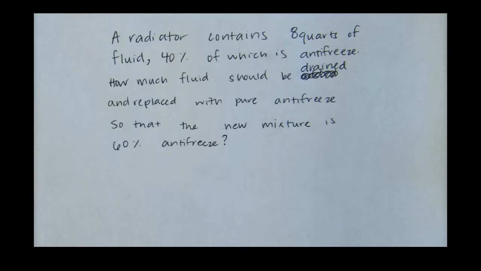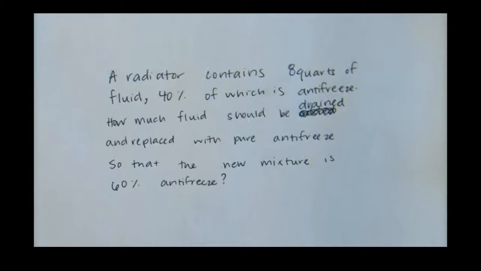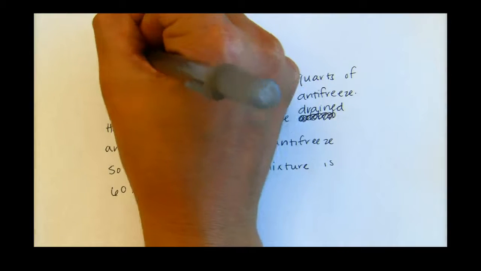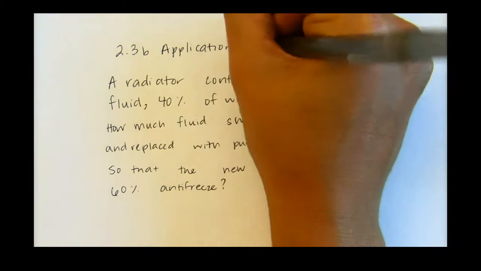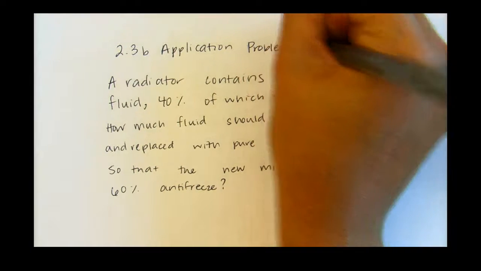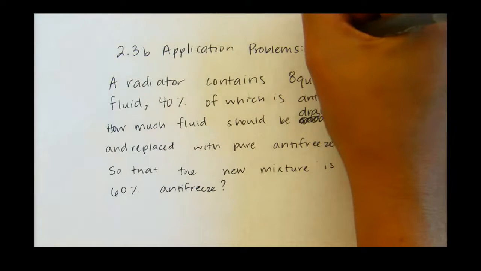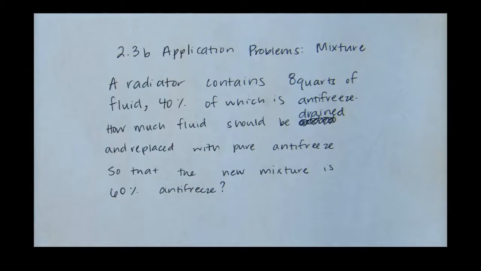Okay, in this video I'm going to go through an application-based problem, which I would consider to be a mixture problem. So in your notes at the top, if you want to label this lesson 2.3b, application problems, and again we're looking at mixture problems in this video. I'm going to go through one type of problem, and then I'll give you another with another video link so that you can check your work on that problem.